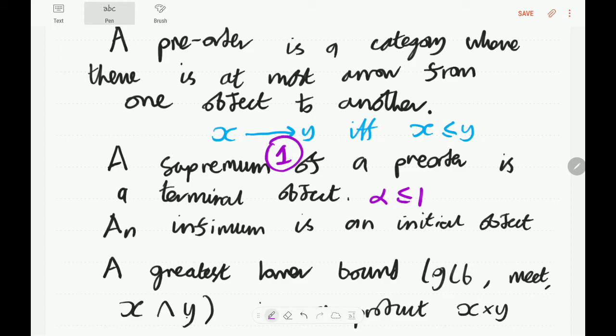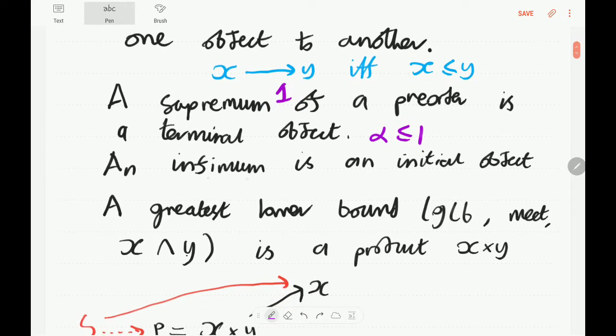The terminal object of Sub A corresponds exactly to the full subobject of A. The infimum of Sub A, the initial object of Sub A, corresponds exactly to the false or empty subobject of A.